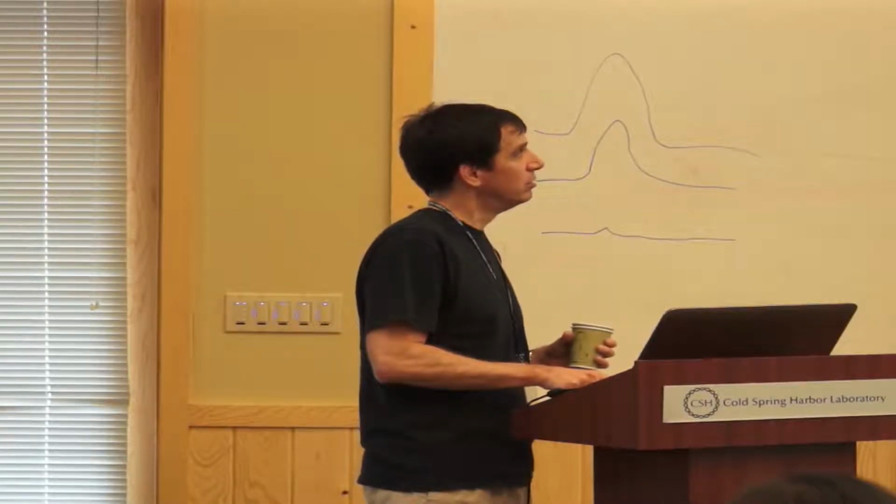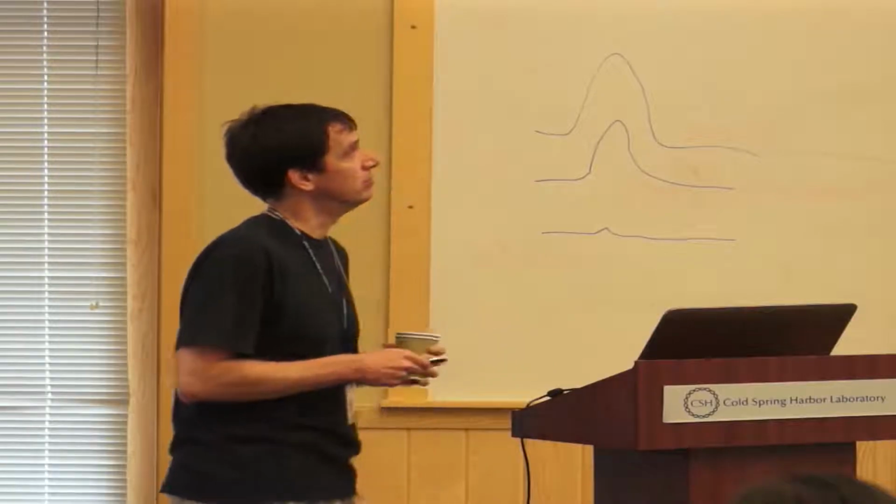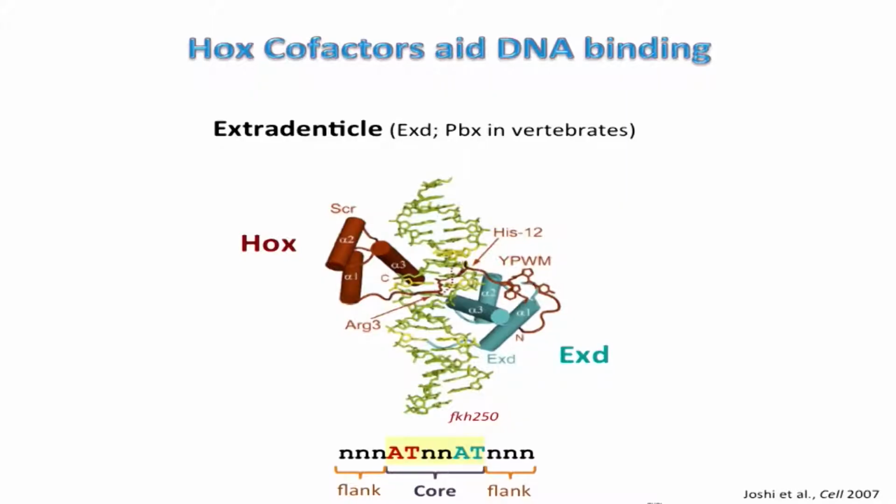Now, an answer to this conundrum, we believe a partial answer, is cofactors. We've talked about that earlier, in a previous question, right? So the answer may be cofactors. And one common cofactor across all the Hox genes is extradenticle. And PBX is the ortholog in vertebrates. Right? And here's a crystal structure that was solved in 2007, showing extradenticle binding with Sex combs reduced, which is one of the Hox genes.